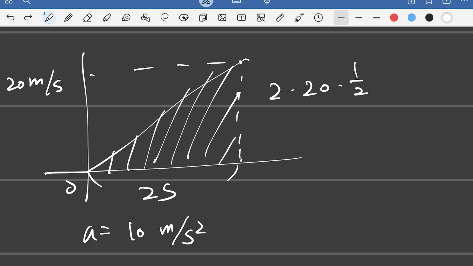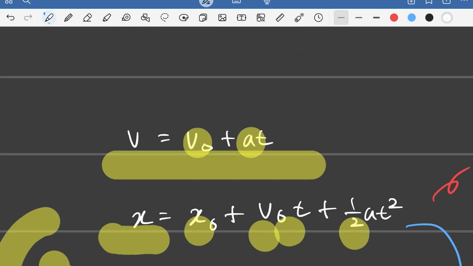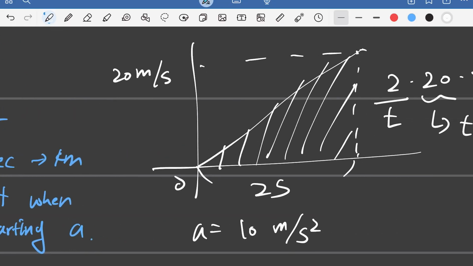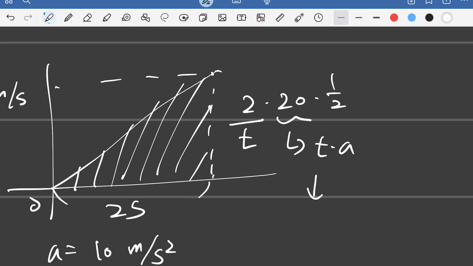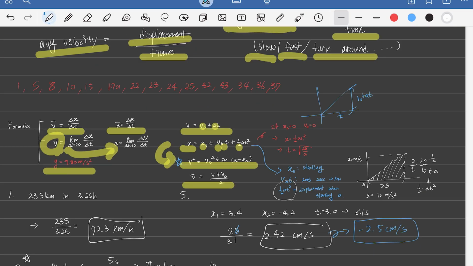But if you look at this, 2 is the time, right? 20 is time times a, right? Because I said the velocity over here is v naught plus a t, but initial velocity was 0. So if you change this formula, it's going to be 1 half times a t squared. And that's how this comes out.